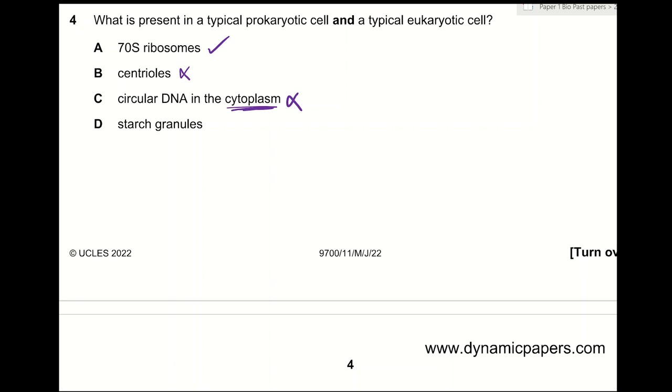Therefore, this is incorrect. For D, starch granules. Prokaryotic cells do not have starch granules. Therefore, this is incorrect. And the answer is going to be A.